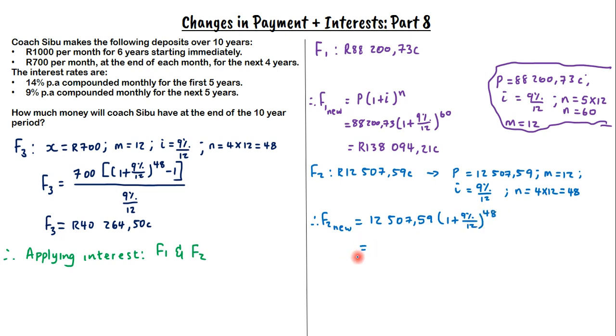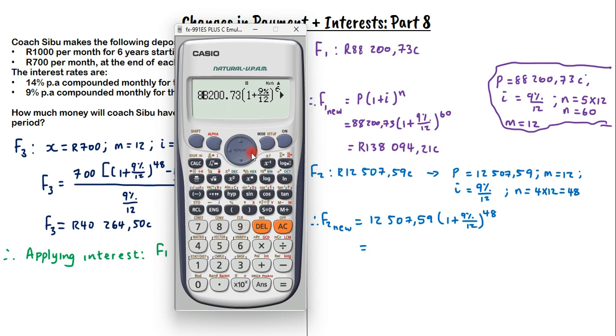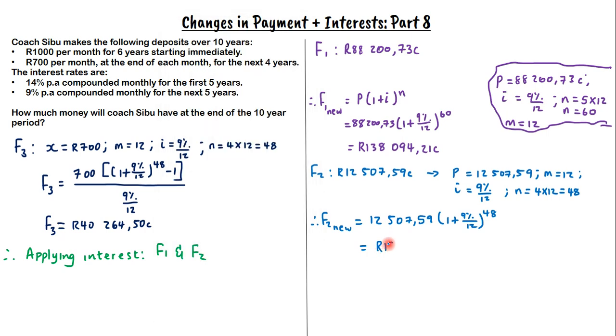And then I'm going to press this in my calculator. All I have to do here is to edit this value, 12,507.59, and also keep the interest but edit the number of times that interest is going to be charged. Then my value will be 17,903.43. Now these are my total values, right?